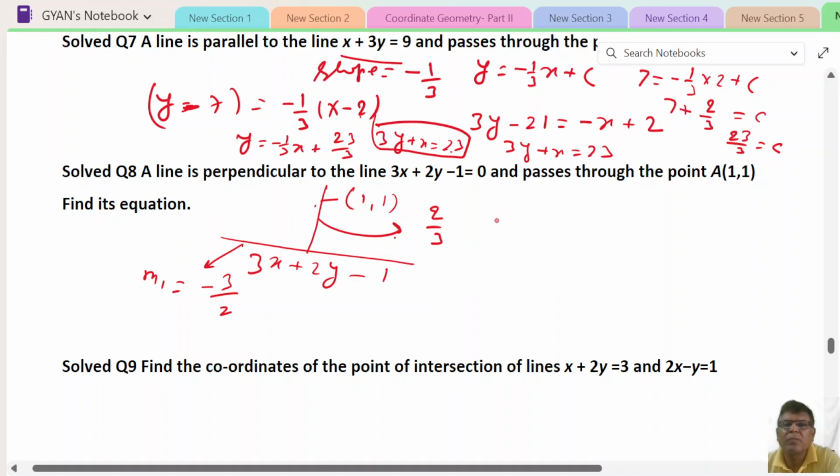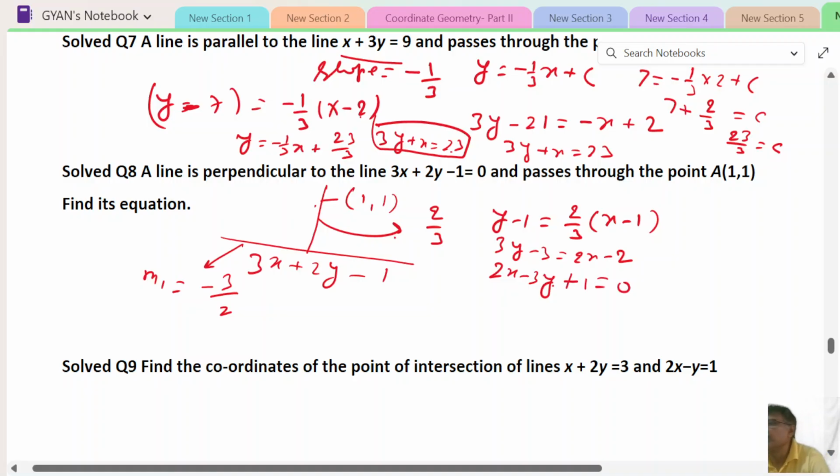Then, both ways you can find it. y minus 1 is equal to 2 by 3 into x minus 1. So 3y minus 3 is equal to 2x minus 2. That means 2x minus 3y plus 1 is equal to 0.